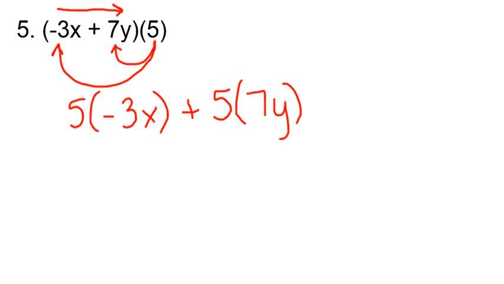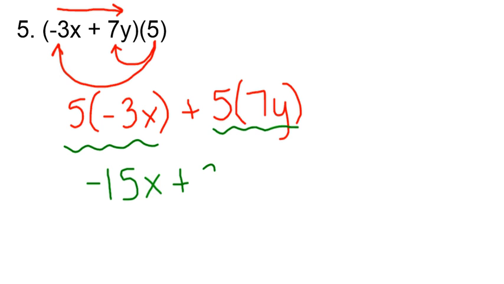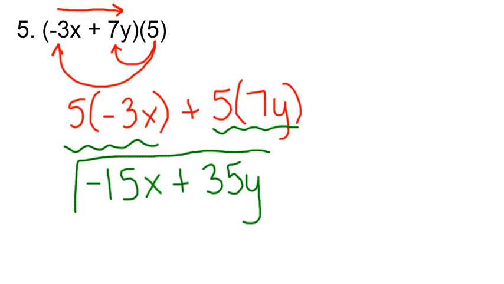Now that I have my expansion, now I can do my multiplication. So 5 times -3x is -15x, and then 5 times 7y is 35y. Now this is simplified because we have two different variables, and you can only combine variables that are alike. So we're just going to leave it as -15x plus 35y.